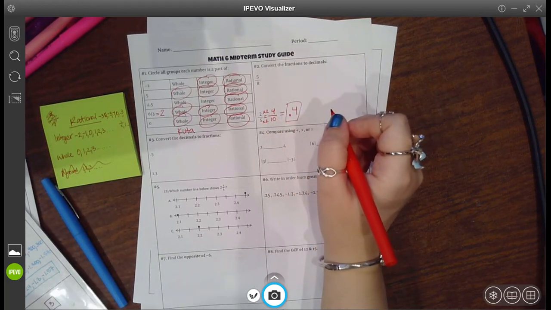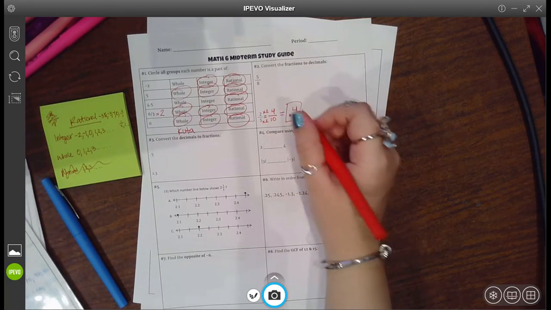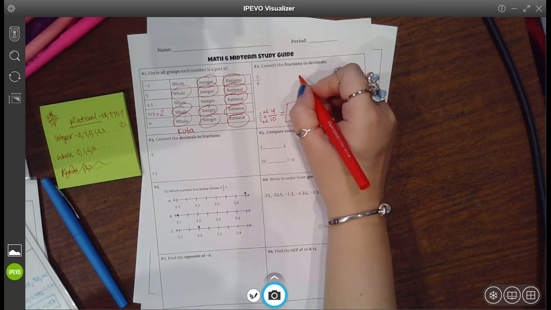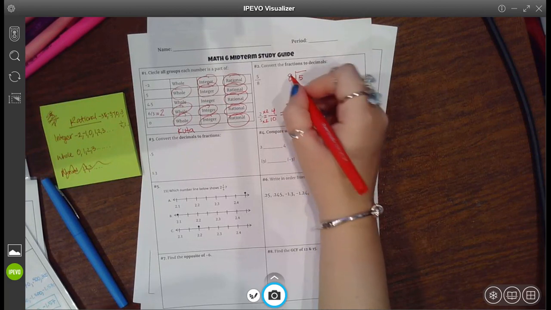Pretty nice, right? Now, the problem is that sometimes that doesn't always work. Like if it's 8, you can't make 8 become a power of 10. So what you do is you take the numerator and divide it by the denominator.